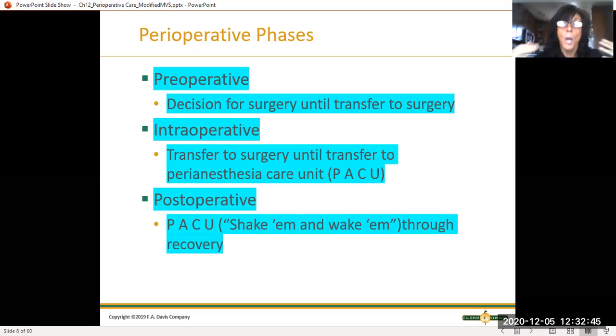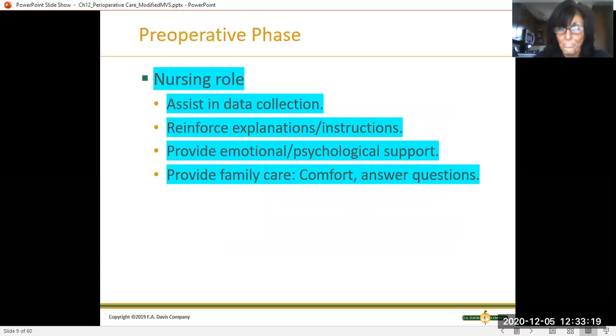And PACU is the post-anesthesia care unit. That's what PACU stands for. And back when I worked in the hospital, we used to make fun of them and say, oh, you shake them and wake them all day, because PACU is basically the recovery unit, right? Post-anesthesia or peri-anesthesia care unit. That's where we make sure that the patient is awake, that the anesthesia has worn off, and that they're stable enough to go on and either be admitted onto a medical surgical floor, or maybe they need to go home, right? But that's where they get stabilized after surgery.